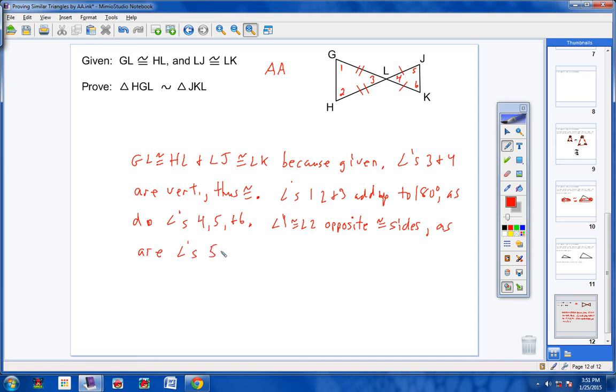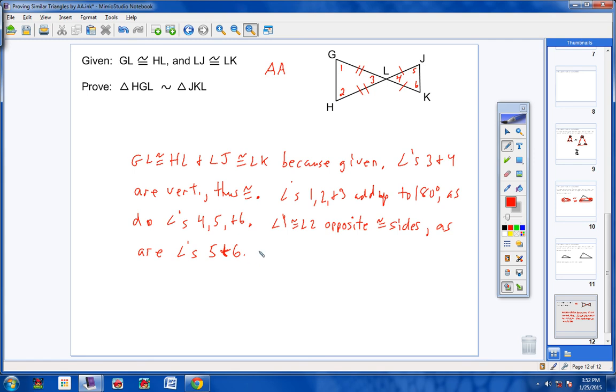5 and 6. And again, students, on a test or a quiz, this is perfect. I would give you full credit for this, that you're explaining yourself very well, okay? You're just telling me angles 3 and 4 are vertical, thus congruent. You would say angles 1, 2, and 3 add up to 180, as do 4, 5, and 6. Angles 1 and 2 are opposite. They're congruent because they're opposite congruent sides, as are angles 5 and 6.